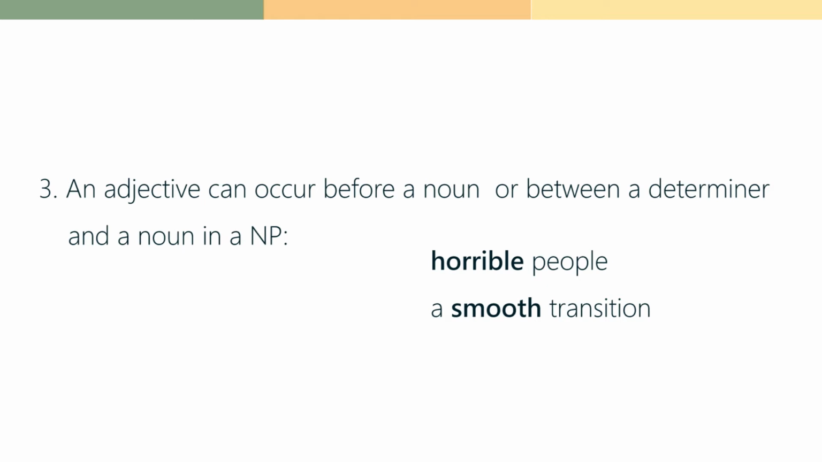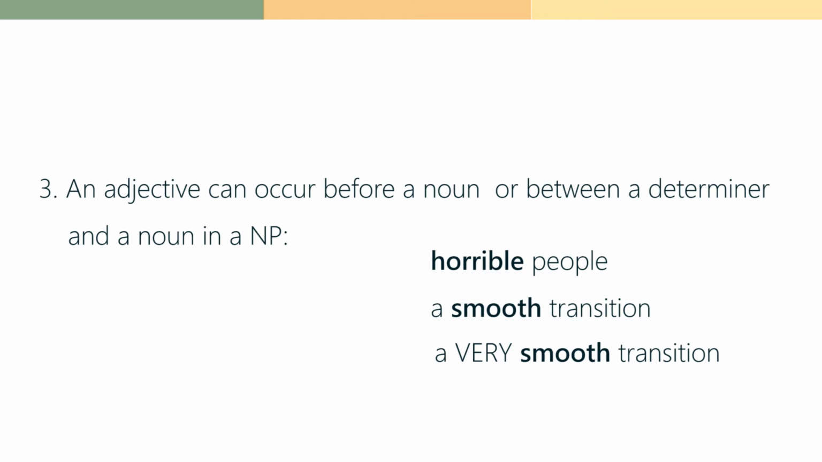You see, even I could add a degree word and I say it's a very smooth transition. You see, you cannot say a very transition, but you can say a very smooth transition or a smooth transition.